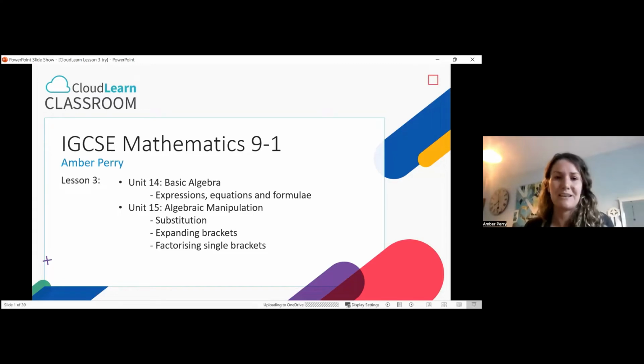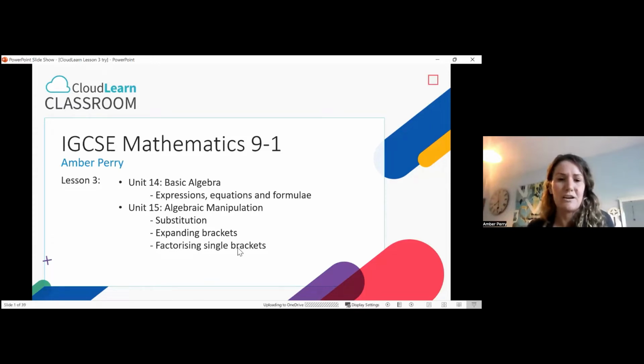This week we're going to be doing some work on algebra, okay? So my plan this week is to look at units 14 and 15 from the cloud port. So that's going to be basic algebra, just looking at the difference between what an expression, equation and formula is, and then moving on quite quickly to some algebraic manipulation. Working with basic algebra, we'll be doing some substitution, expanding single brackets, and then factorizing single brackets as well.